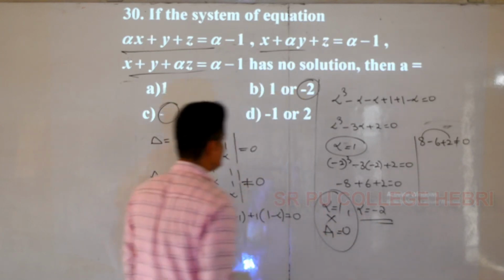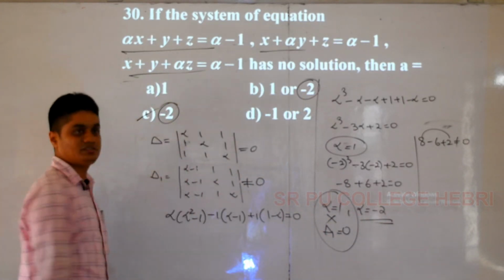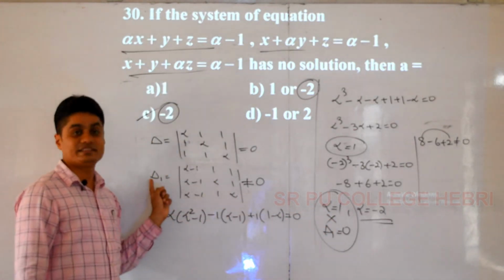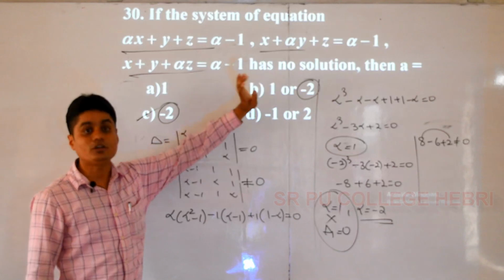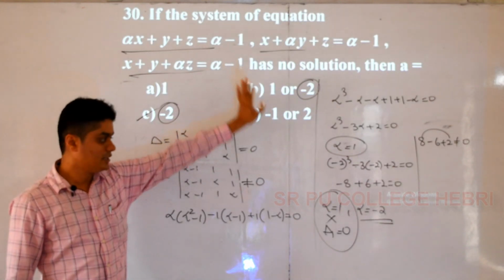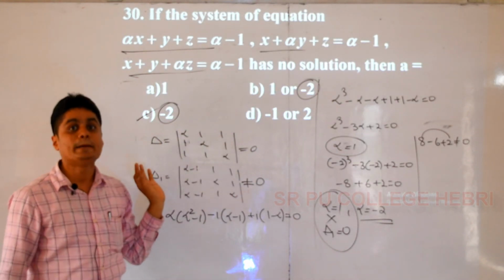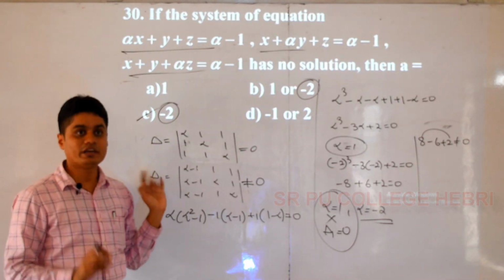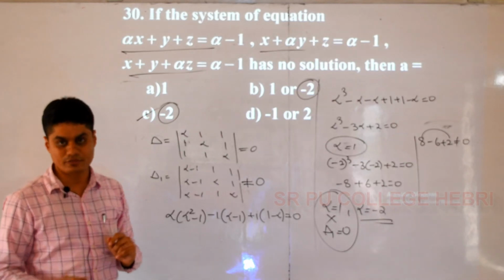So what is our answer? Alpha should be minus 2, only minus 2. When alpha is equal to 1, delta 1 is equal to 0, which is not allowed for no solution. Understood? So compulsorily alpha should be equal to minus 2. So we completed question 15. The remaining questions will be discussed in the next video. Thank you.